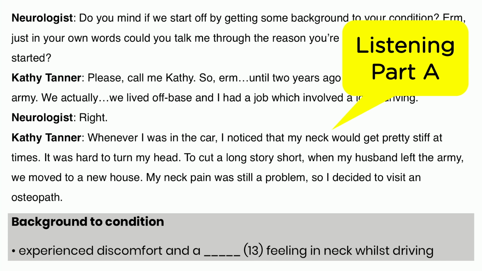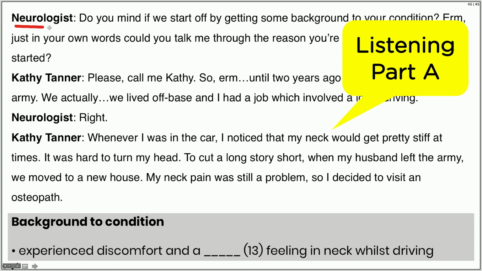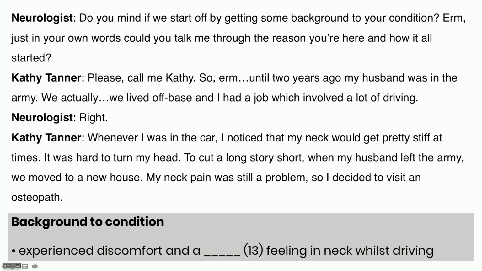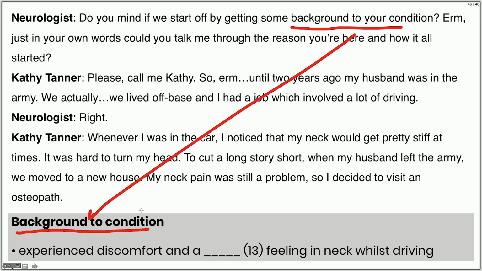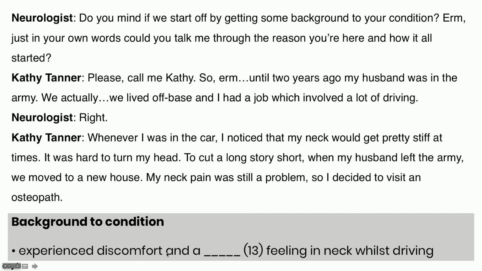Okay, in listening part A, it kind of works like this. So you hear a conversation between a health professional, in this case, a neurologist, and a patient. And you're going to have the set of case notes where you need to fill in a word or a short phrase taken directly from what they say, or rather what the patient says in particular. Okay, so let's have a look at this one. So the neurologist says, "Do you mind if we start off by getting some background to your condition?" So here you are oriented to the correct part of the case notes because it's used almost exactly the same language here, background to your condition and background to condition here, okay? But let's have a look at what the answer could be. Let's do some predictive analysis as to what sort of word needs to go in this gap. So experience discomfort, and a something feeling in neck whilst driving. So we're looking for some sort of adjective here.